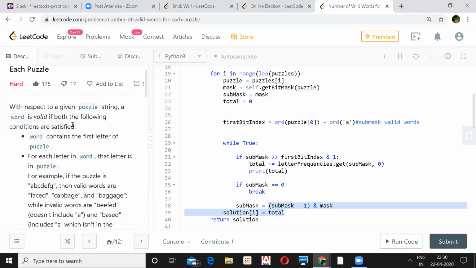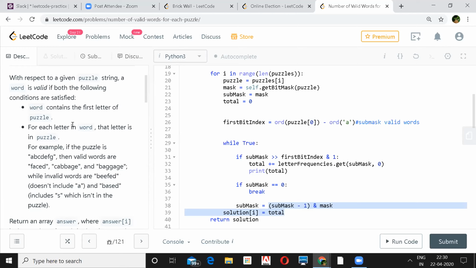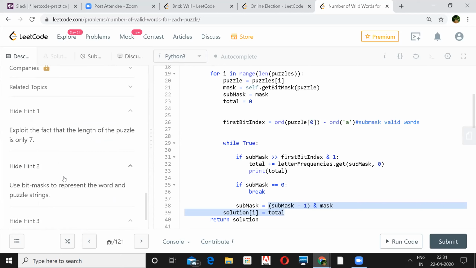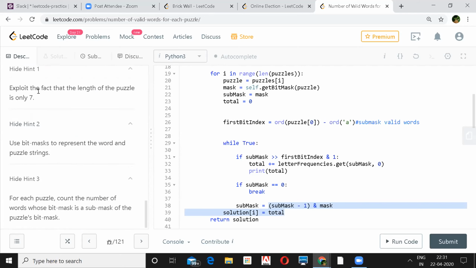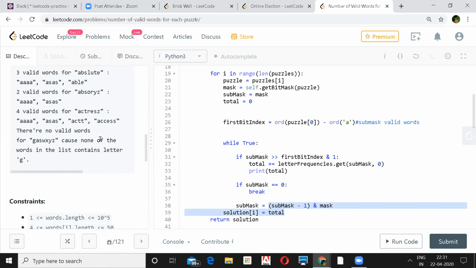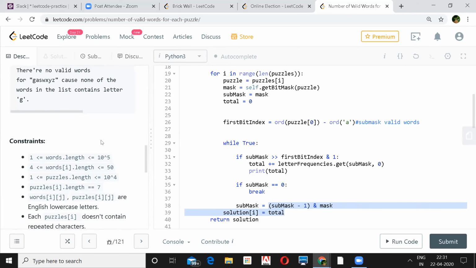How do we come to a conclusion that we need to use a bitmap actually? One hint is the constraints. Let's say we don't have the hint. If we look at the constraints and don't use a bitmap, the words array length is 10 to the power 5, and the individual puzzle length is 50. That will be a huge comparison: 10 to the power 5 into 10 to the power 4 into 50 into 7.